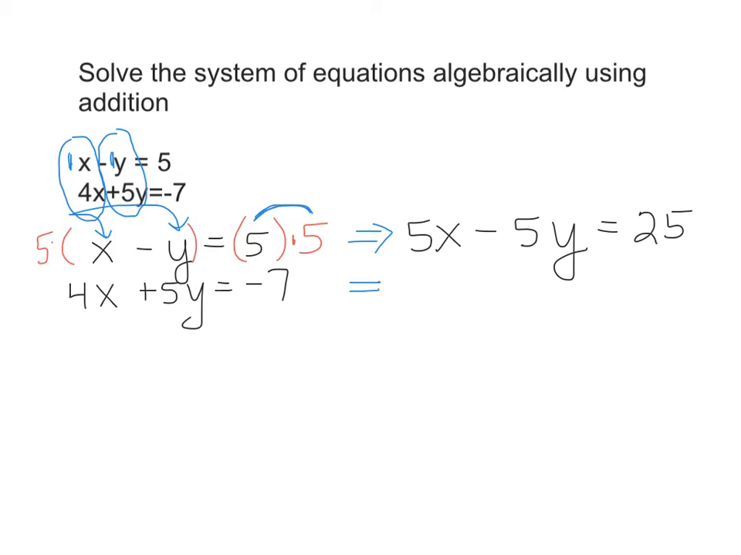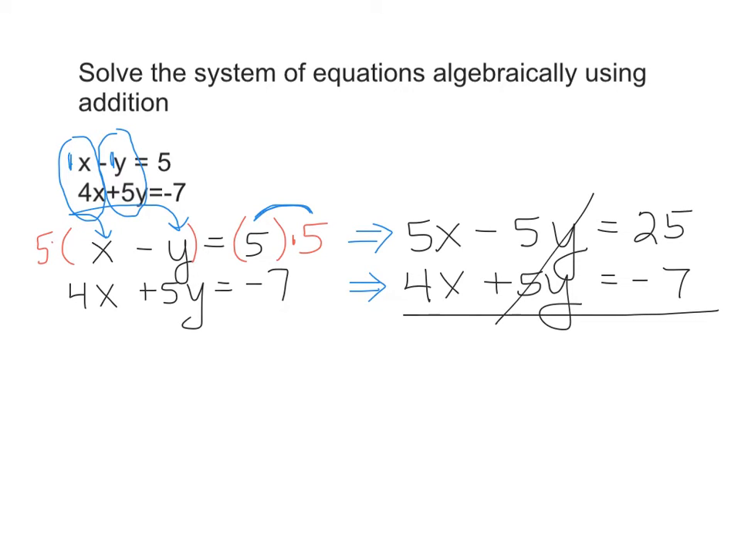Now the second equation doesn't change at all. We liked it just the way it was: 4x plus 5y equals -7. And the net result, notice, is that our y terms, if we add them, which we're going to do, would eliminate, adding to 0. So on the left side, we're left with 5x plus 4x, which is 9x. On the right side, we have 25 and a -7, giving us 18.